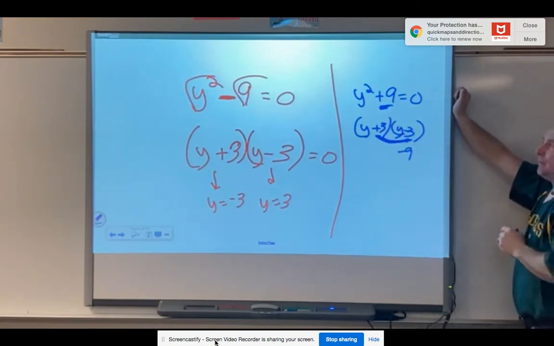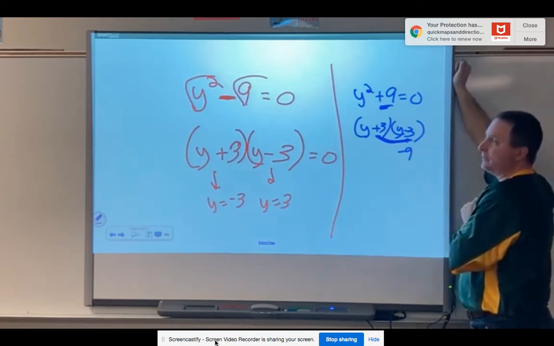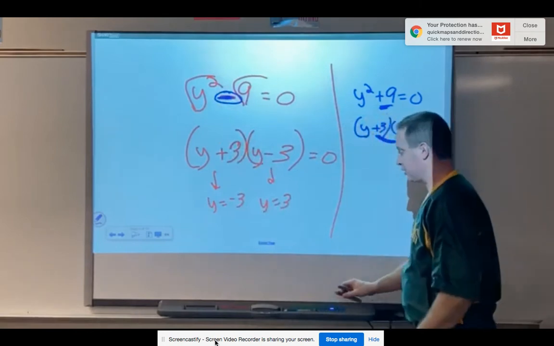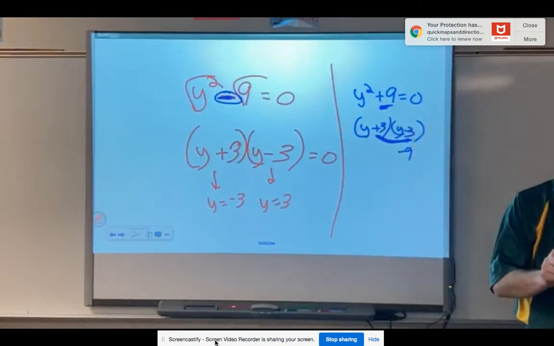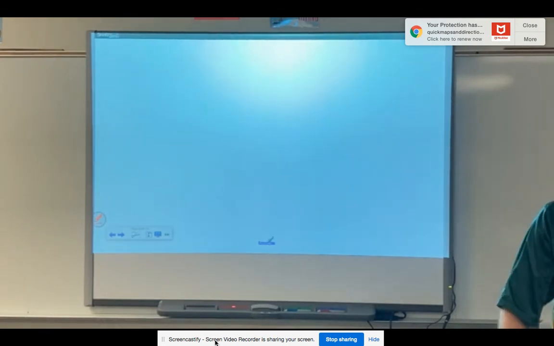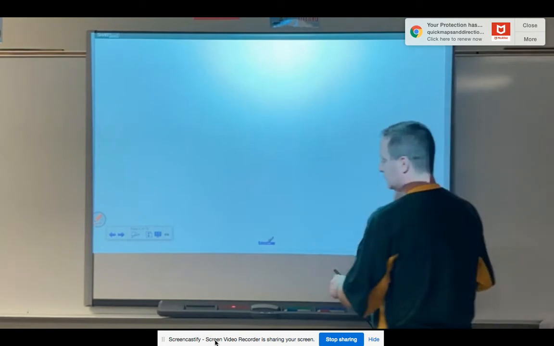So when we do these perfect squares, they have to be separated by subtraction. Make sure you look for that carefully as well. Okay, just have a couple other perfect square ones here. How about something like this one?